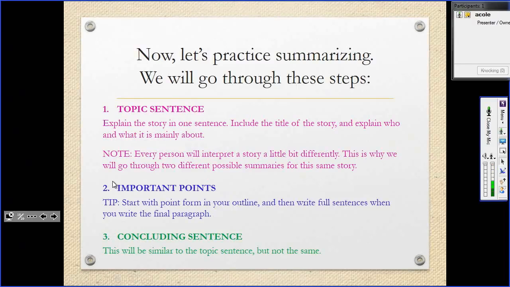So after you explain the story in one sentence, that's your topic sentence, then you get to the important points. In the middle of your summary, you'll have the actions that happened from the beginning to the end. Here's a tip: start with point form in your outline, because in your workbook there will be an outline to fill out. Then just write your full sentences when you write the final paragraph. Then your concluding sentence will be similar to the topic sentence, but not the same.